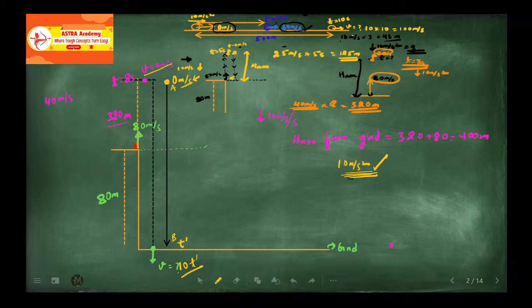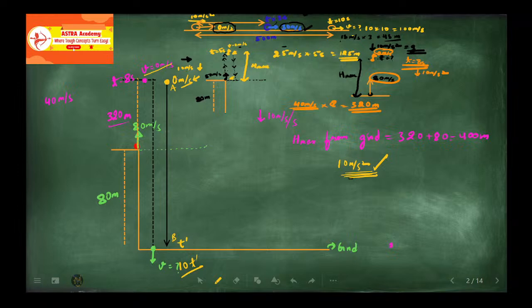What I have told you: if you have to determine the distance between 2 points, then take the average of the speeds at those 2 points and multiply it with the time taken to reach from the first point to the second point, right? That is the only fundamental thing which we should understand very carefully.